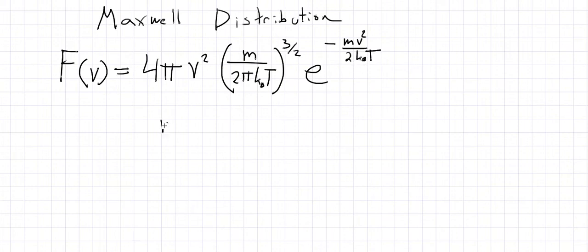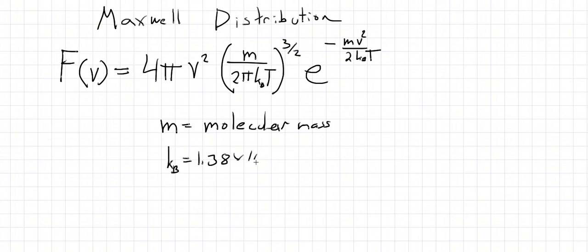And so remember, this is a molecular, not a molar mass. So some number on the order of 10 to the negative 26 kilograms. And Boltzmann's constant, of course, 1.38 times 10 to the negative 23rd joules per Kelvin. It's also equal to the gas constant divided by Avogadro's number.